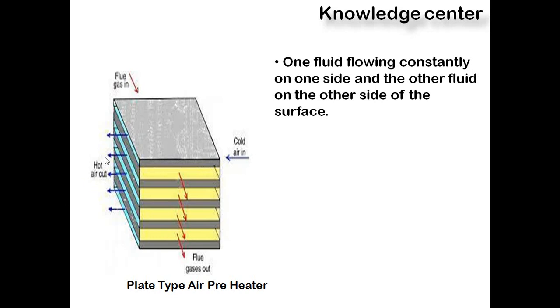It is very clear that we are making this cold or natural air pass through this plate, and above this plate we have the flue gas. When the flue gas passes above this plate, the heat will be absorbed by the plate and transferred to the natural air. So the air gets the heat of the flue gas through these plates and gets heated up, and that hot air will be given to the boiler. So one fluid flows constantly on one side and the other on the other side of the surface. That's what it means.